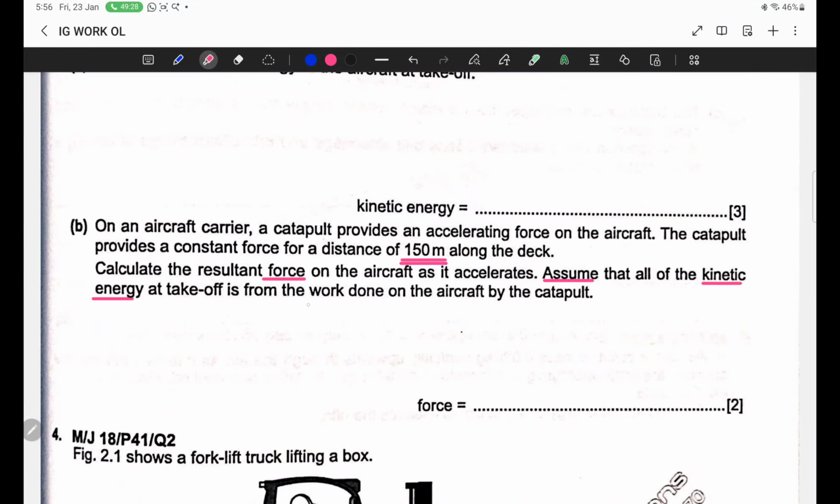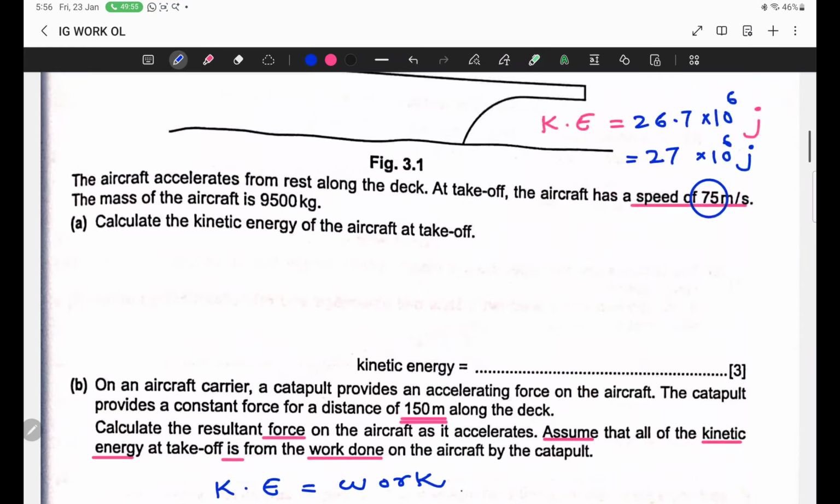equals work. This condition is given. And remember, energy and work are the same thing. Kinetic energy equals work. We have calculated kinetic energy in the last part. We should use the calculated answer, not a rounded off answer.